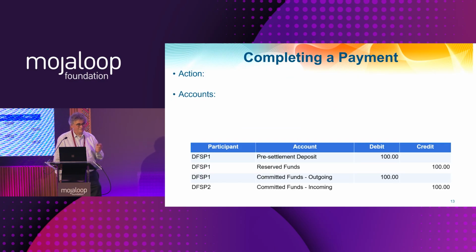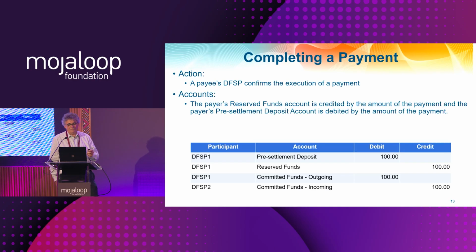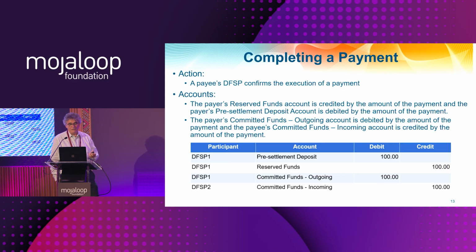Completing a payment becomes much more complicated. So, the first thing that happens is we move the funds out of the reserved funds account because they are no longer reserved, the payment has been confirmed. And we increase the pre-settlement deposit account by the amount of the payment. Okay? And now this is the only ledger movement which goes between two, actually it's not completely true, but mostly it's true, the only one that goes between two parties.